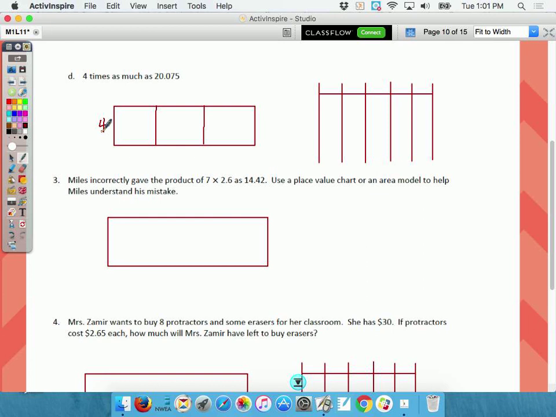4 times as much as 20 and 75 thousandths. Now you have to be careful here. Because Cooper put 20 ones, which is correct, but what would be better? 2 tens. 2 tens. Save space. And then I skip over to what place value? Hundredths. So 7 hundredths. And then 5 thousandths.